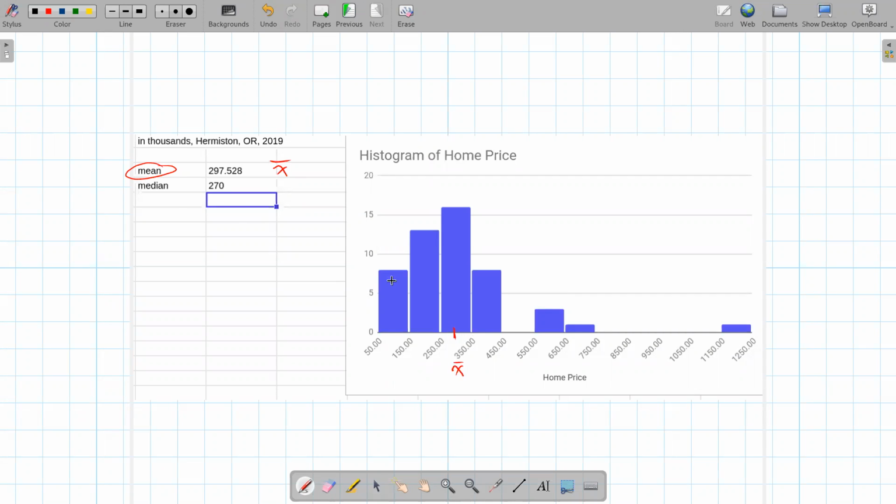That's my X bar. And the median, we usually call that one M. That's 270, which is, let's see, just a little shy of that, right? So maybe about here. So M for the median. And just like before, the median is less than the mean. Or reverse, the mean is greater than the median.